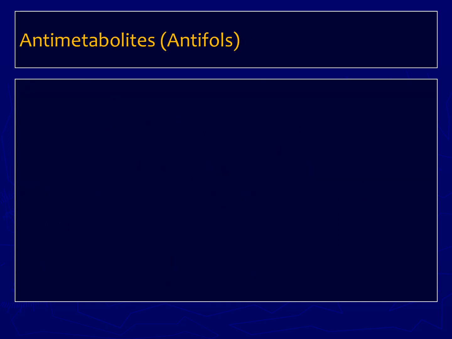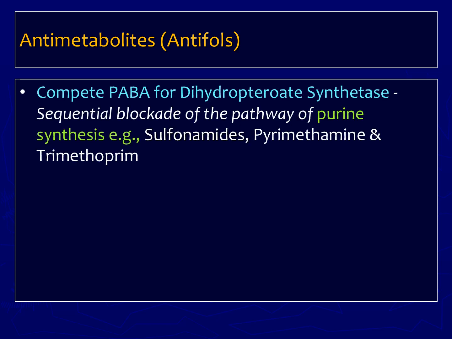Antimetabolites: because mainly there is synthesis of folic acid being inhibited by these drugs, they are also known as antifols. They compete with para-aminobenzoic acid for the enzyme dihydropteroate synthase. So there is actually a sequential blockade of the pathway of the purine synthesis. Here the drugs include sulfonamides, pyrimethamine, trimethoprim, etc. They inhibit this enzyme.